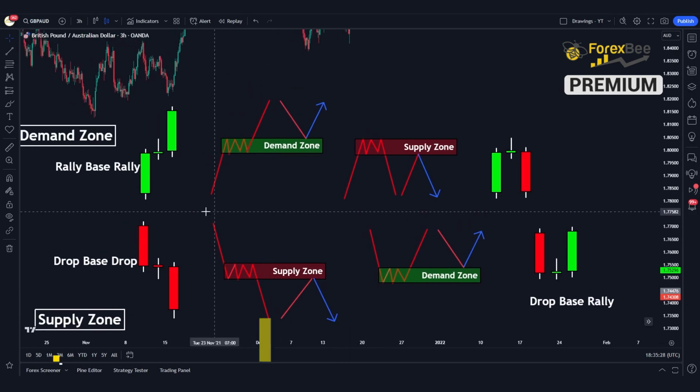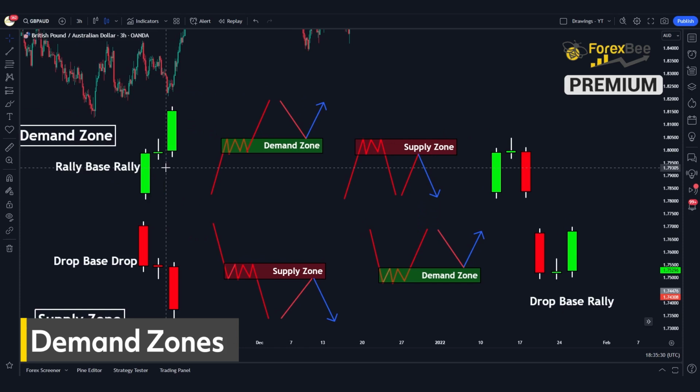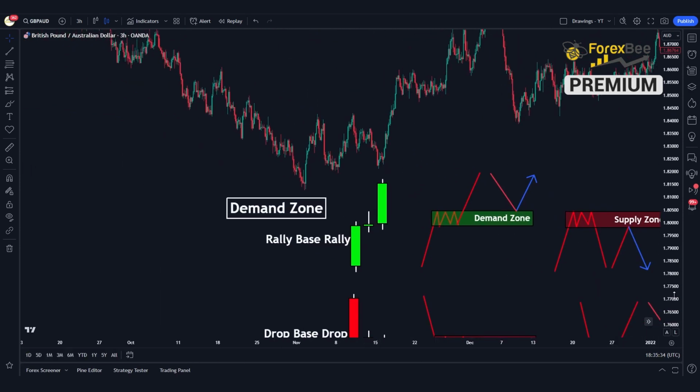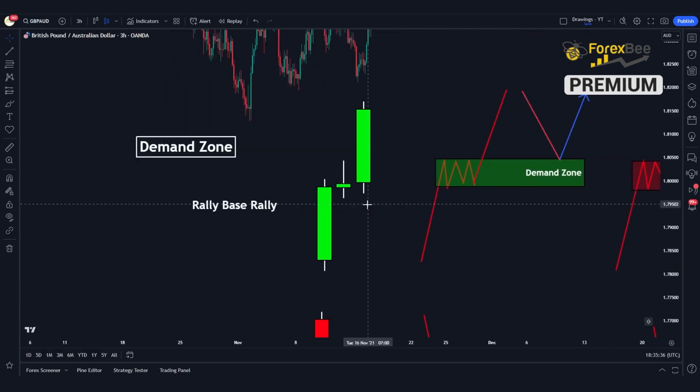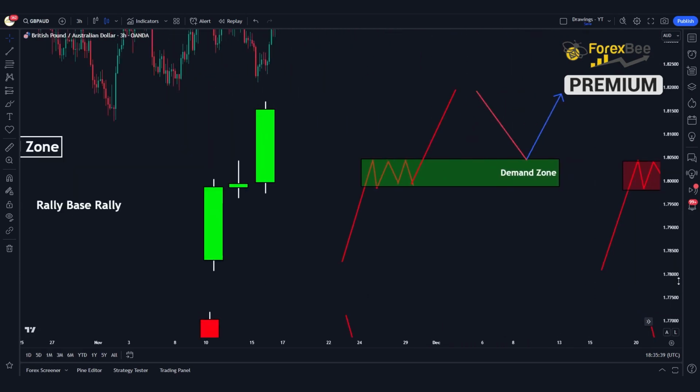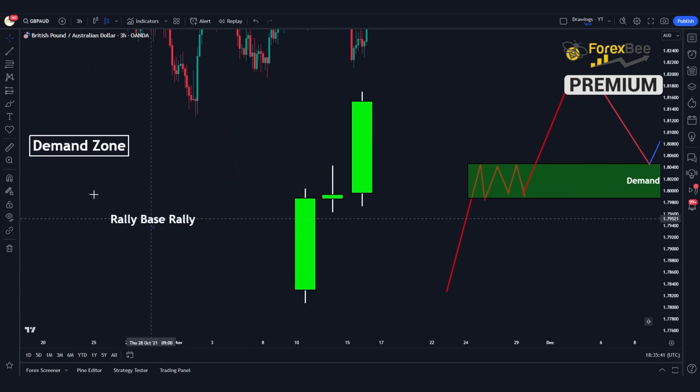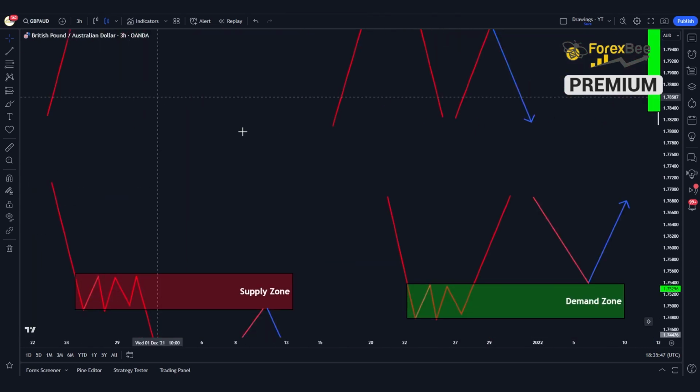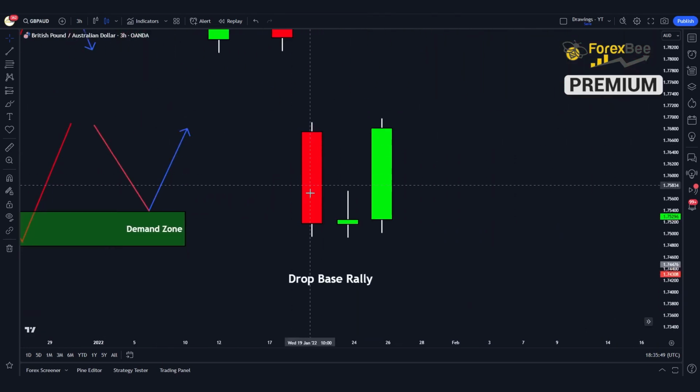So in this video, we're going to talk only about the demand zones, and in our next video, we will talk about the supply zones. So let's get into it. Now, in our previous video, we talked about the rally, base, and drop candles. Now, in demand zones, there are two types. The first one is a rally-based rally, and the second one is the drop-based rally, as you can see here.